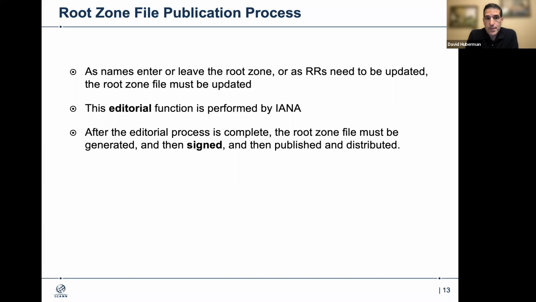So as names leave or enter the root zone, or when a TLD has to update some of its fundamental DNS data, like what are the name servers that are authoritative for the TLD, we have to update the root. And what that means is updating the root zone file. This is literally the zone file for the root zone. It's a single file. It's thousands of lines long, defining all of the TLDs and all of the authoritative name servers associated with it, plus all the associated DNSSEC data, right? This is what we do at ICANN. We are responsible for the editorial function of the root zone file.